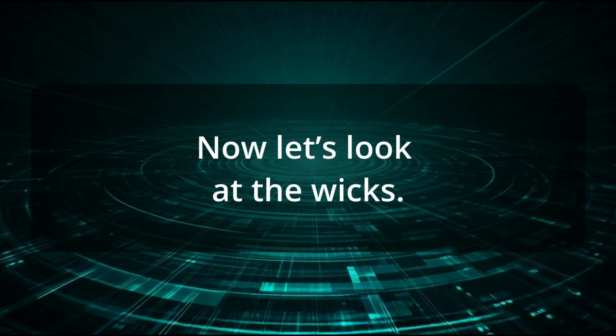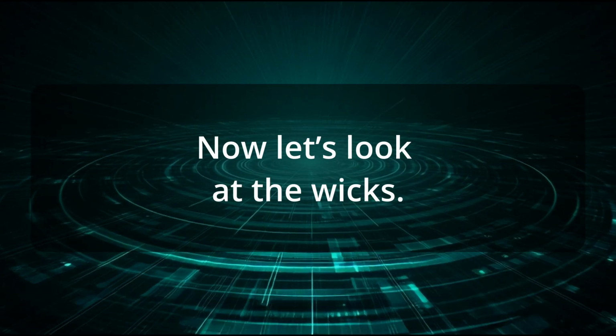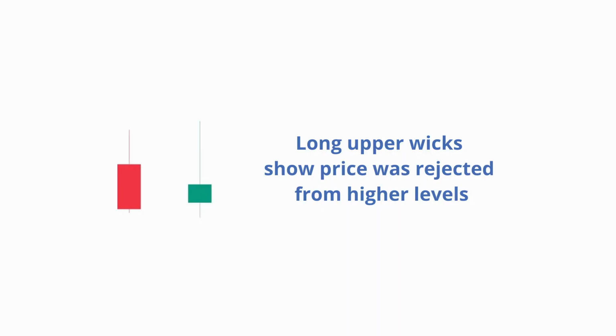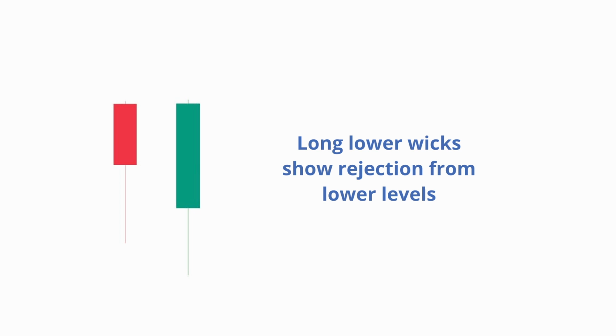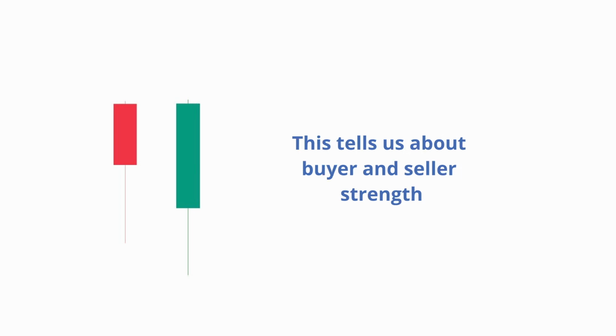Now let's look at the wicks. Long upper wicks show price was rejected from higher levels. Long lower wicks show rejection from lower levels. This tells us about buyer and seller strength.